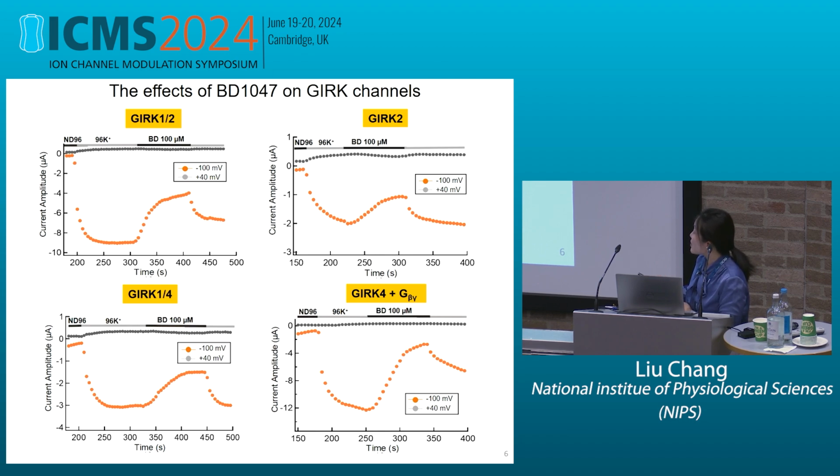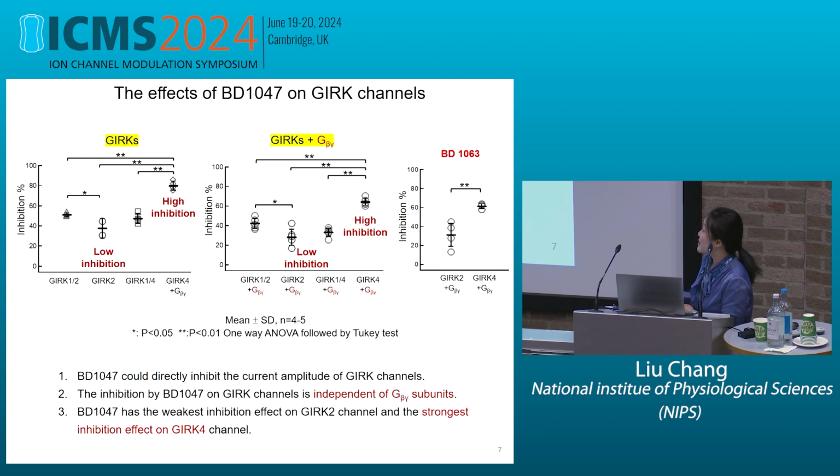This decrease of the current on the GIRK channel can be seen in all four cases, suggesting that BD has direct inhibition on the GIRK channel, which is confirmed by statistical analysis. When you take a closer look at the data, you will notice that BD has the strongest inhibition on the GIRK4 channel and the lowest inhibition on the GIRK2 channel. To exclude the possibility that the G-beta and gamma subunits can also affect BD's inhibition on GIRK, we co-expressed them with these different types of GIRK channel, and similar results were obtained as on the left side. This suggests the inhibition of the GIRK channel by BD is independent of the G-beta and gamma subunits.